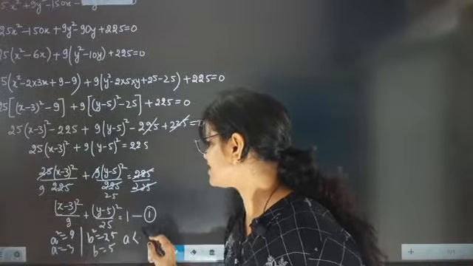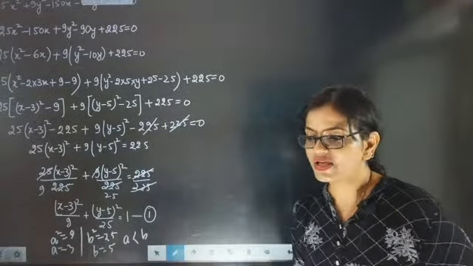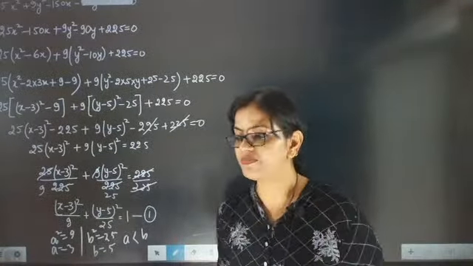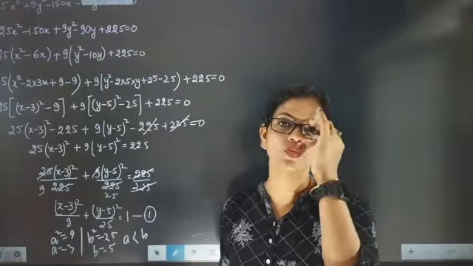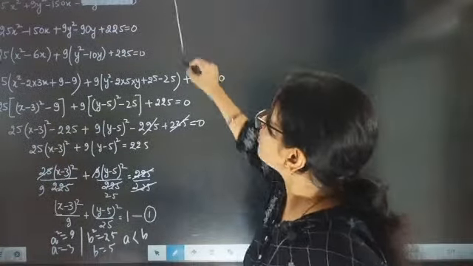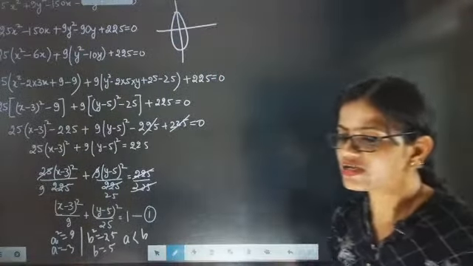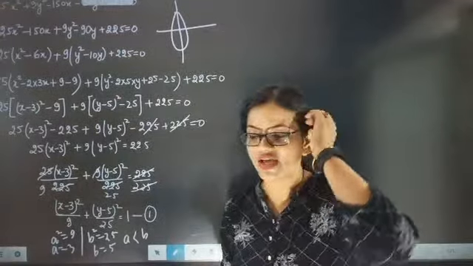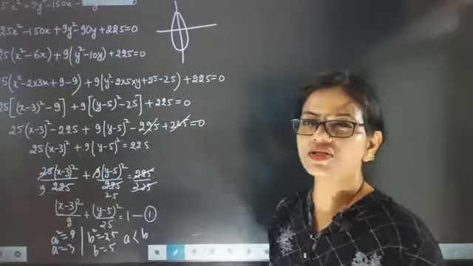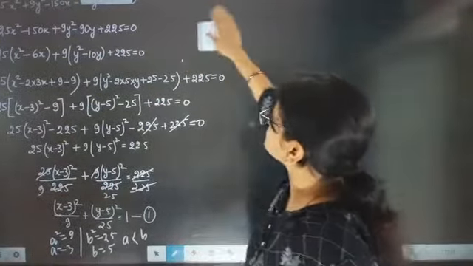So here a is less than b. Since a is coming less than b, what type of ellipse are we thinking about? We are thinking about the ellipse whose major part is resting on the y-axis. It is resting on the y-axis. So we are going to do one small work there only.